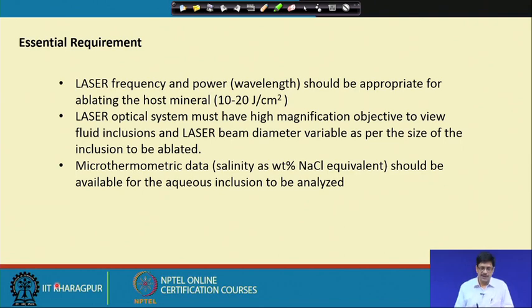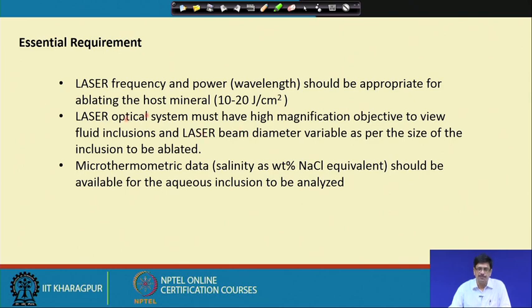So, the essential requirement is that the laser frequency and power should be appropriate for ablating the host mineral. The energy is of the order of 10 to 20 joules per centimeter square, and the laser optical system must have high magnification, because these inclusions are tiny, in terms of tens of microns or even sometimes less than 10 microns. So, if we want to put the laser spot exactly on the inclusion, we should be able to view the inclusion properly.